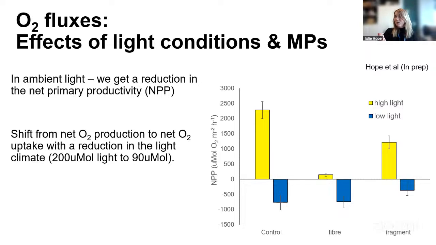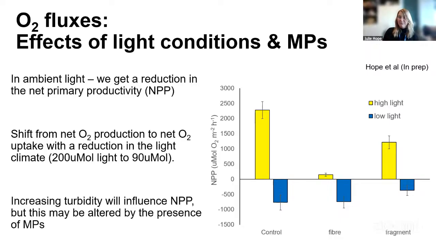And hopefully you can see that when we shift from high light to low light, we get a shift from net O2 production in the yellow bars to net O2 uptake. And what we're seeing here is actually we have a greater effect of those plastics in the high light conditions. So under low light conditions, that's the dominant factor. The plastics aren't having as much of an effect, but under good light conditions, those plastics are affecting the environment. So what this is saying is if we get an increase in turbidity, it could influence different net primary productivity, but that might be altered by the presence of plastics.